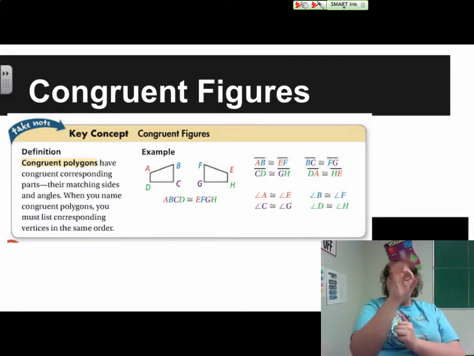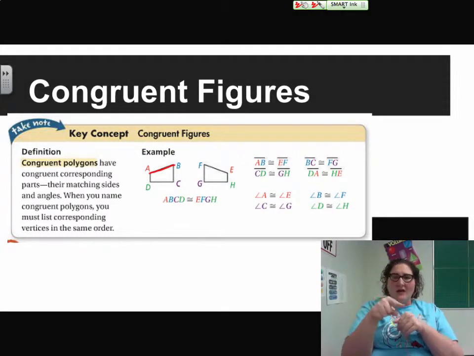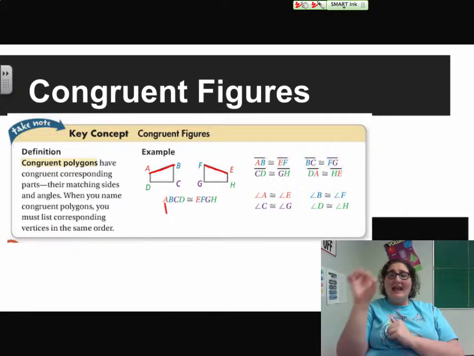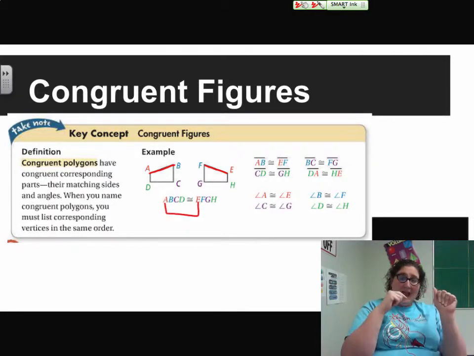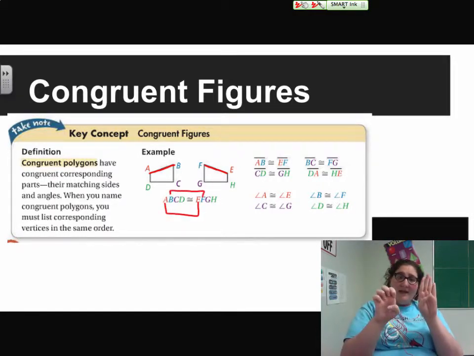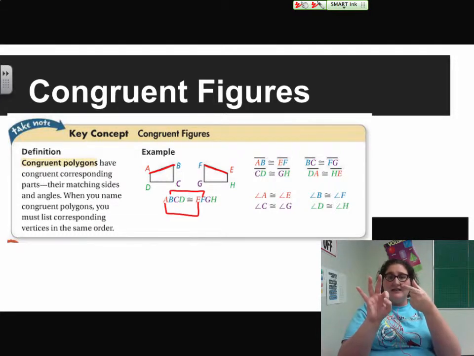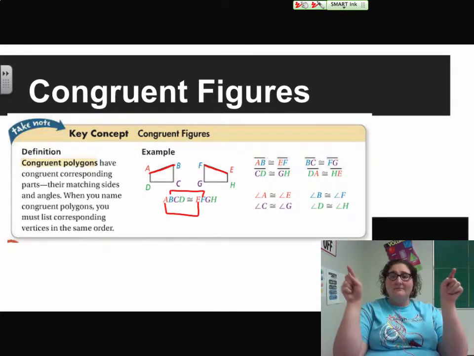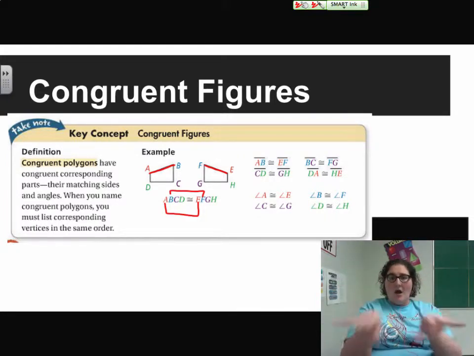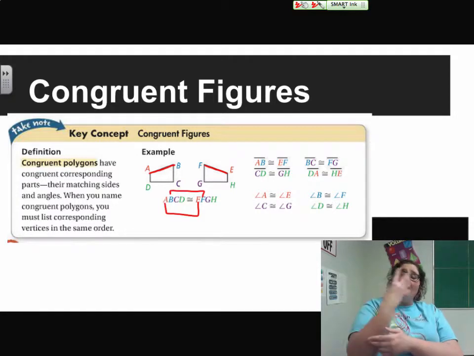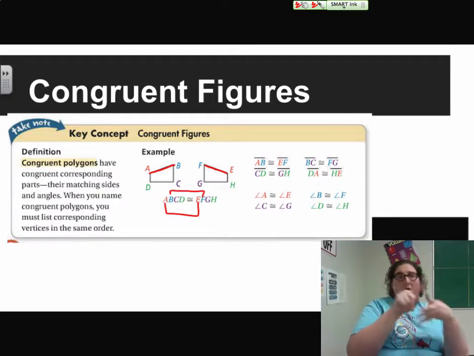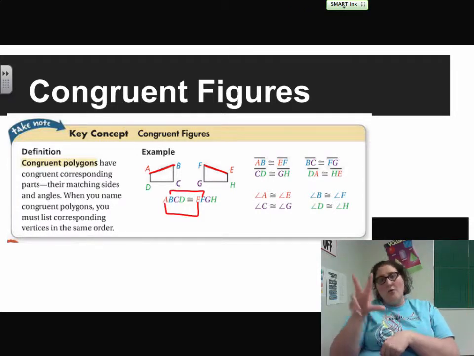And notice that the order matters because AB is congruent to EF. A matches up with E, B matches up with F, C with G, and D with H. Whenever you have a figure, you should have as many sides and angles as the figure has. If we have a quadrilateral, we're going to have 4 sides, 4 angles. We have a triangle, we have 3 sides, 3 angles that we're going to be matching up. But the order does matter.